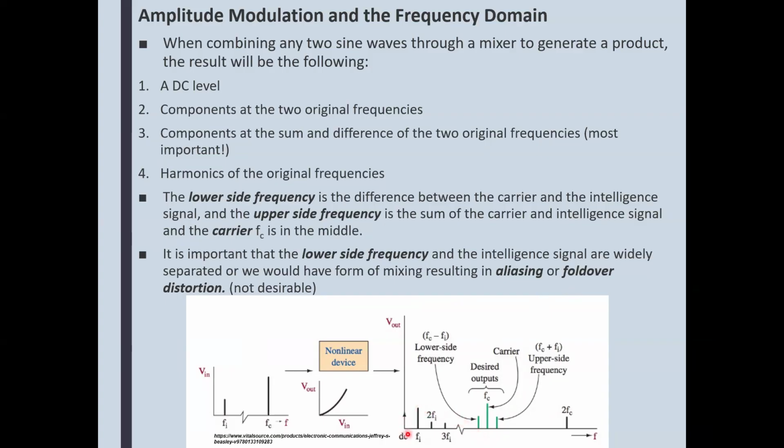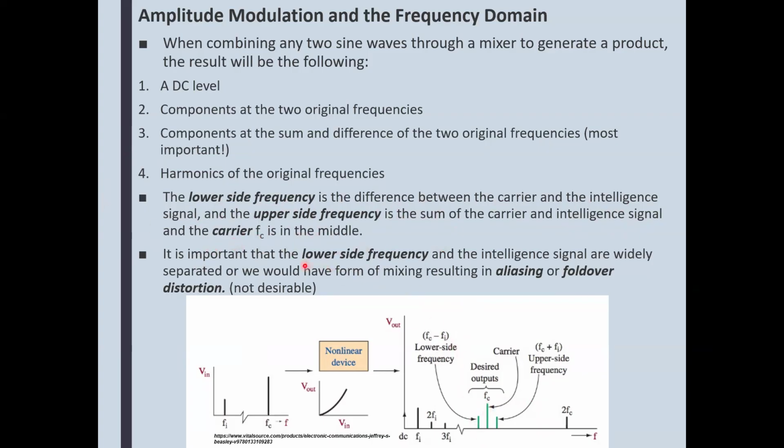We want that to be filtered out, because there's going to be another channel somewhere here. And that other channel also is going to have their things filtered out, so that one doesn't affect us. Okay? The lower side frequency is the difference between the carrier and the intelligence signal, and the upper side frequency is the sum. We talked about that. And the carrier is in the middle.